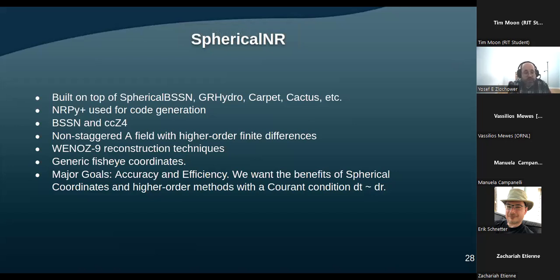We've developed this code. Vasily was the lead author, called Spherical NR, which solves GRMHD in spherical coordinates right now, although we're generalizing it to general curvilinear coordinates. It's built on top of the Einstein Toolkit, and it uses a lot of automatic code generation. It's pretty agnostic as to what the evolution scheme is. CCZ4 is what we use right now, and it uses the non-staggered A field.